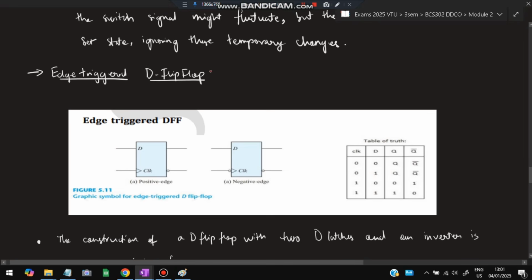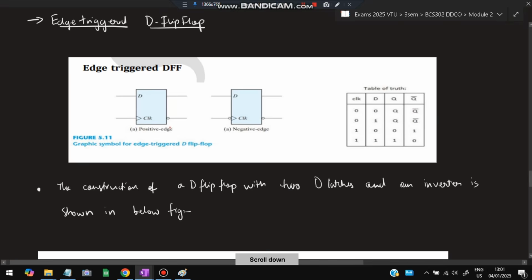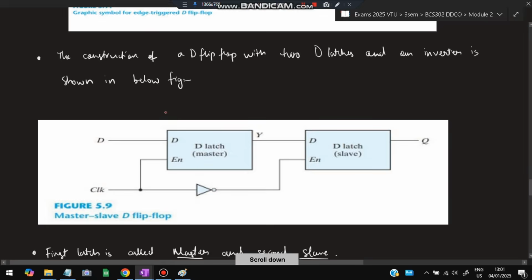Moving on to the edge-triggered D flip flop. See, in a flip flop, what happens? Whenever output comes here, it will be continuously changing. Input came here, and because of the clock, it will be continuously changing. So, how does this happen? Let's understand using this diagram here.